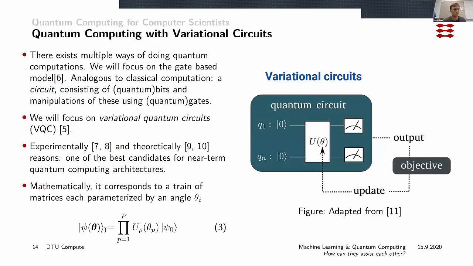But now we get into what's called variational circuits. Variational circuits is one of the most popular, I would say, architectures for near-term quantum computers. And the reason is that near-term quantum computers are very noisy, and you cannot do too many calculations before the information is lost. But people have shown, both experimentally and theoretically, that they have some great advantages, such that they're actually computationally universal.